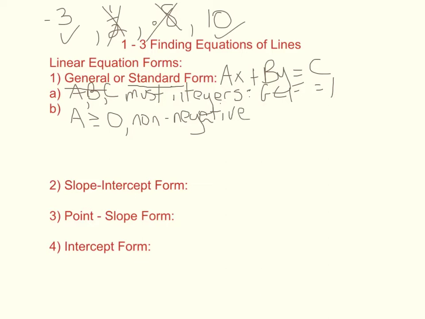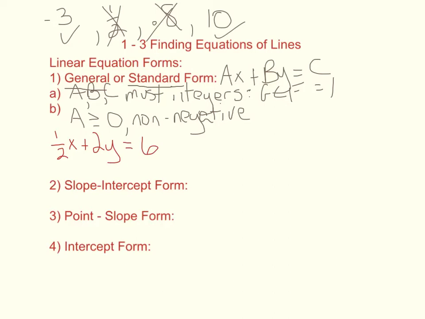Okay, so before we jump to the second form, let's practice with the standard form, because this is some pretty important stuff. So I'm going to give you a line. Here's your first line. It's 1/2 x plus 2y is equal to 6. And my question to you is, is that standard form? Or do you have to do something to it to make it standard form?